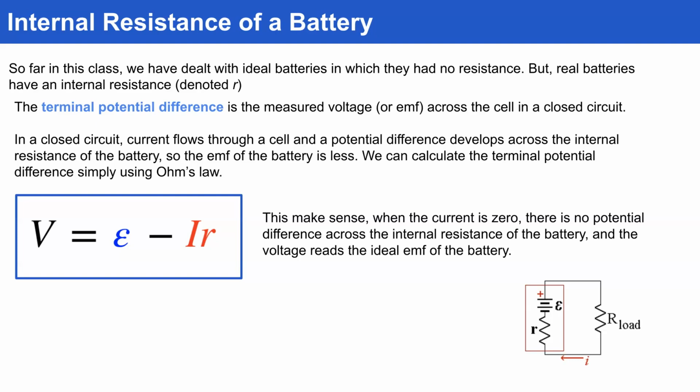And so for an ideal battery, if r equals 0, then of course you should get the full voltage out. But once again, real batteries don't have 0 internal resistance.